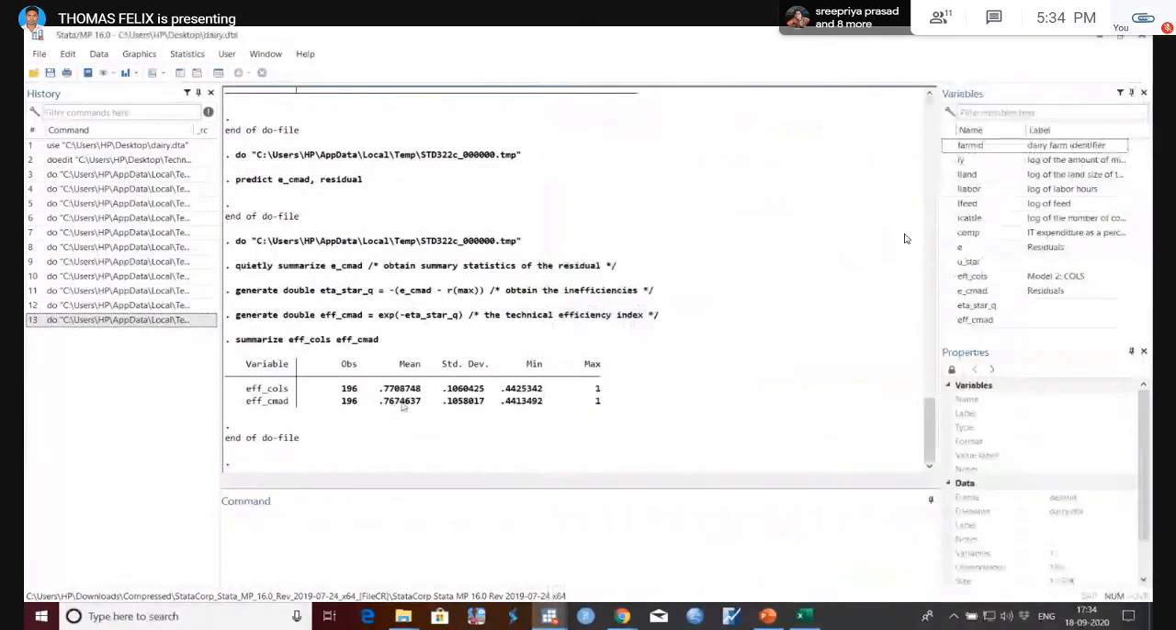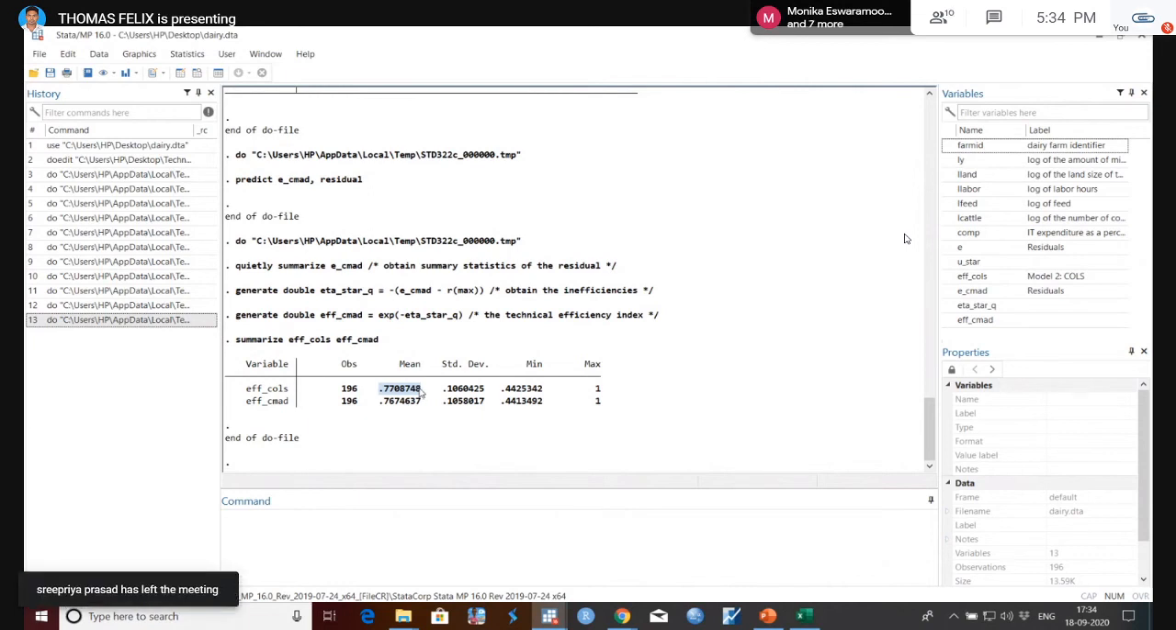So using the corrected OLS, the mean technical efficiency of livestock farmers is about 0.77. That is, 77% of the farms are efficient in milk production. While adopting the CMAD approach, it is about 76%, more or less the same. So 76% of the farmers are technically efficient in milk production.